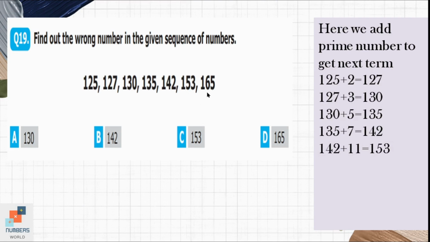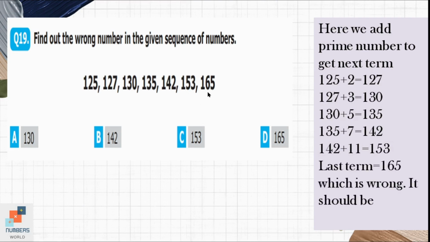Here the last term is 165. That is wrong because it should be 166 if we add 13 to 153. So option D is the incorrect option. The last term should be 166.